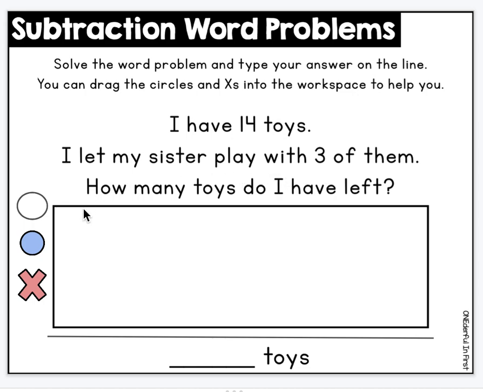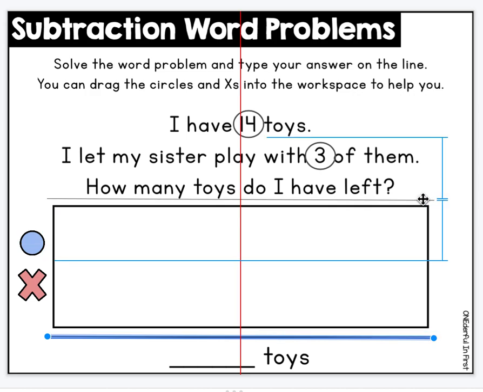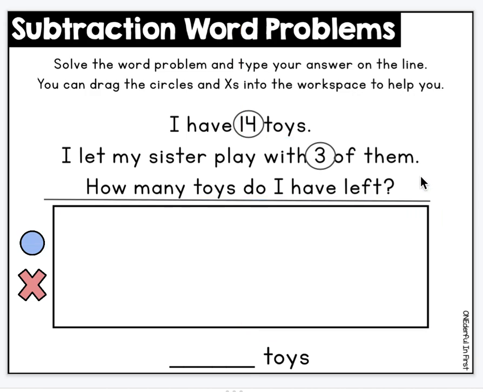Now I need to circle my key numbers. 14 is a very key number. That tells me how many toys I start with. 3 is a key number because it tells me how many my sister took. How many toys do I have left? That is my question. Just like I told you on the other 2, I know that it's my question because it starts with how, which is a question word, and then it ends with a question mark.